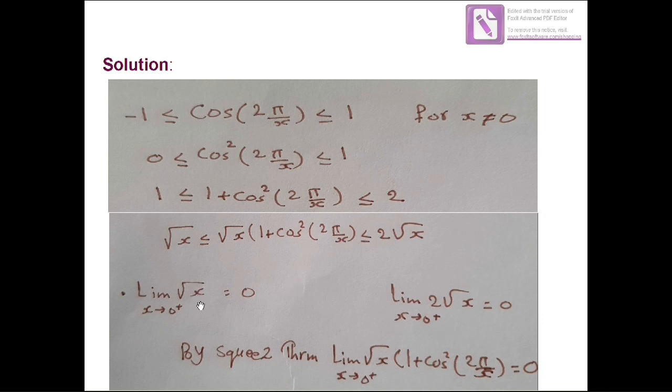We know that we found this one in section 2.1, it is equal to 0. And similarly for this one, the limit of 2 root x when x approaches 0 from the right is equal to 0. Since the limit here is equal to 0, and the limit here is equal to 0, by the squeeze theorem we conclude that the limit of root x multiplied by 1 plus cosine square 2 pi over x when x approaches 0 from the right is equal to 0.